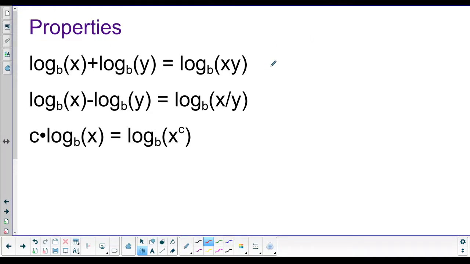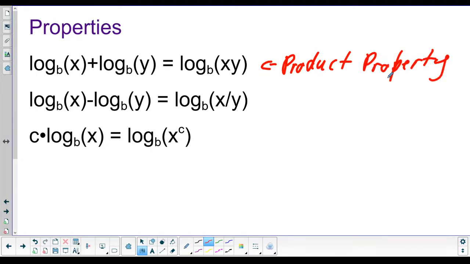So this first one is called the product property. Let me just write that down, property, there we go. There's no way that's spelled right, is it? Absolutely no way. I apologize. Don't tell your English teachers. I can't spell check the stuff I handwrite.